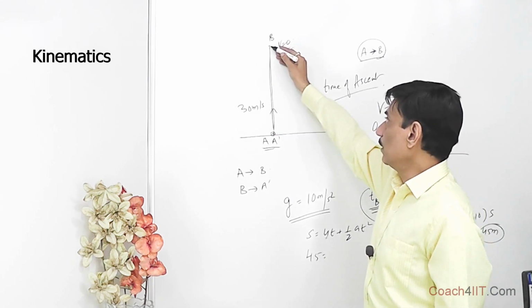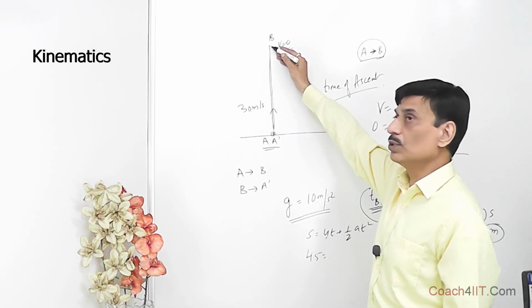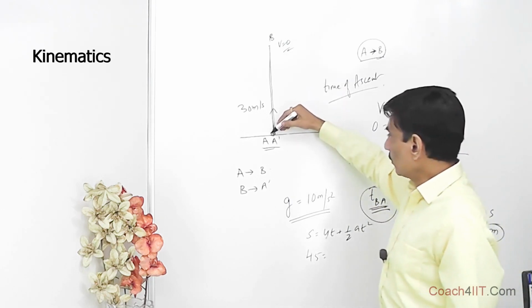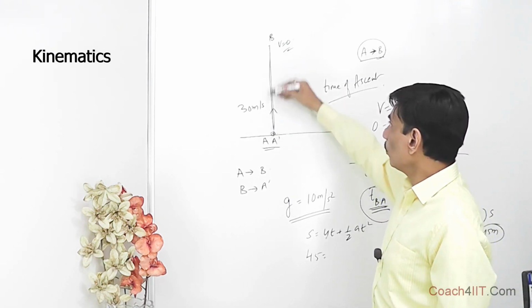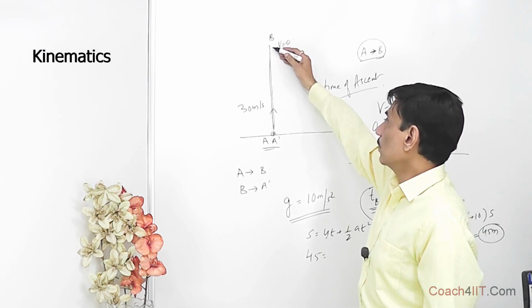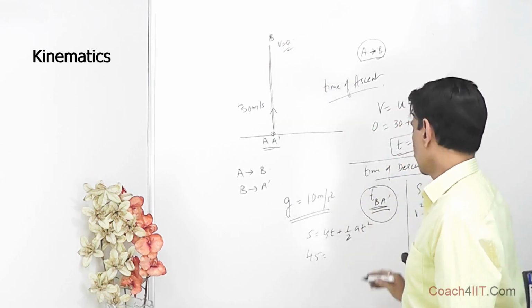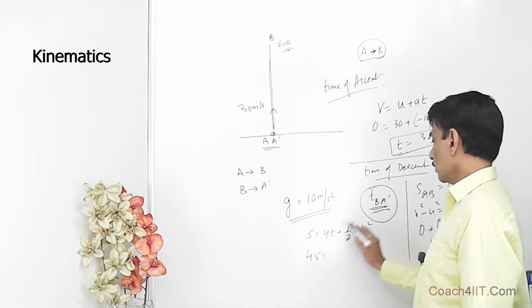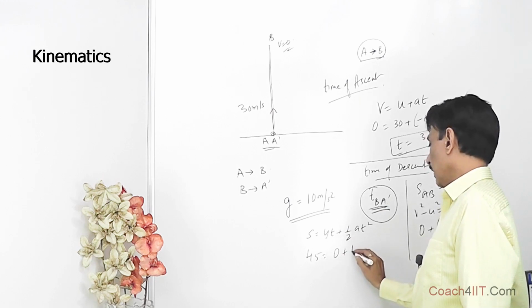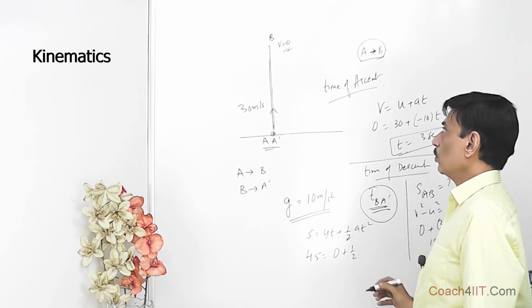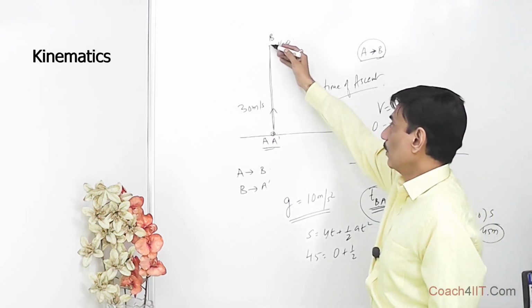What is the velocity at B? Momentarily, the velocity at B is equal to 0. So whatsoever the final velocity for A to B, it becomes the initial velocity for the journey B to A dash. So initial velocity at B is 0 plus half. Now the point to note is that when it is coming down over here, the velocity is 0.